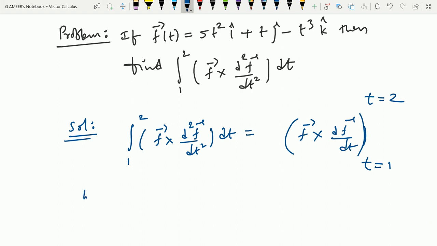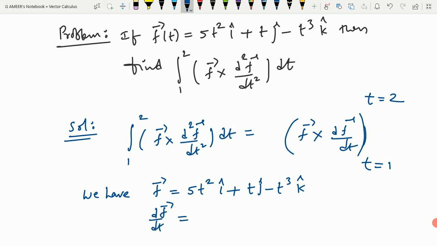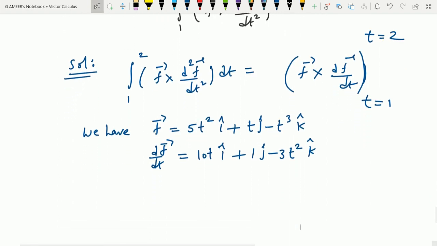Now I have f and df by dt also. We have f is equal to 5t square i cap plus t j cap minus t cube k cap. Then d by dt of f will be, t square differentiation will be 10t, t differentiation will be 1 j cap, minus 3t square k cap. Okay, I have f and I have df by dt. Now take the cross product.